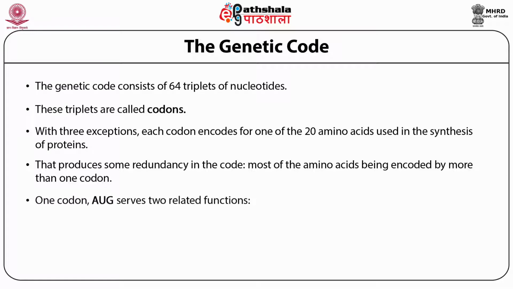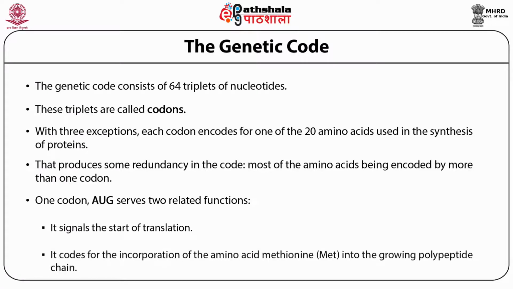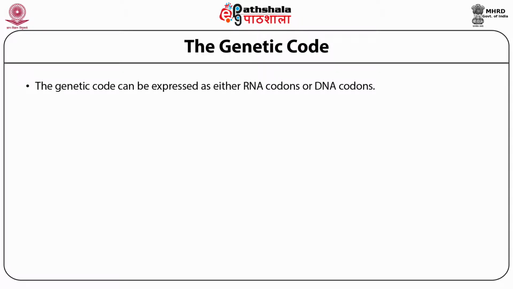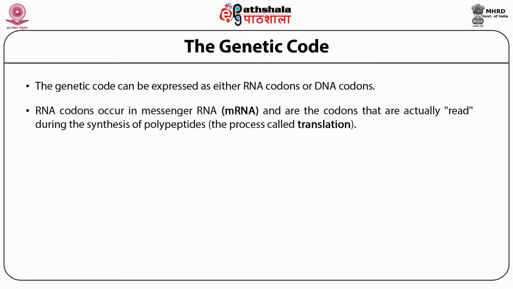One codon, AUG, serves two related functions. It signals the start of translation and also codes for the incorporation of the amino acid methionine into the growing polypeptide chain. The genetic code can be expressed as either RNA codons or DNA codons. RNA codons occur in messenger RNA, or mRNA, and are the codons that are actually read during the synthesis of polypeptides, a process called translation.